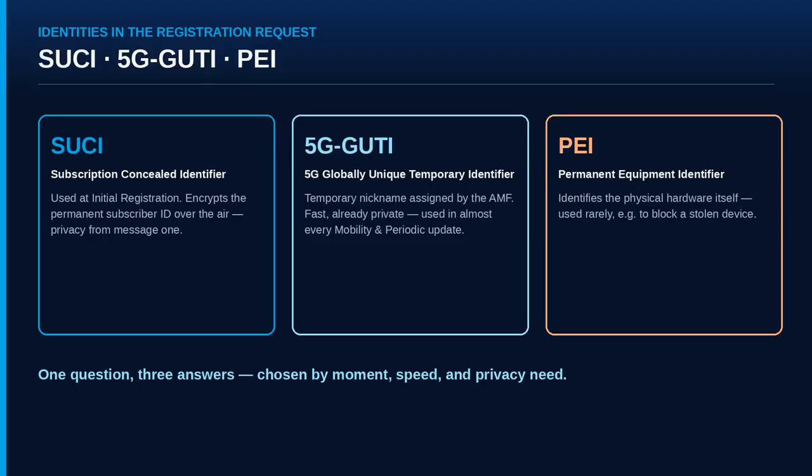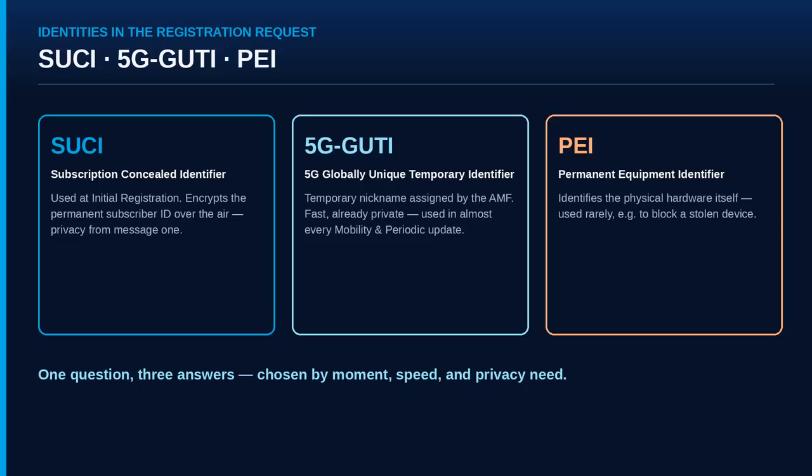But encrypting and decrypting that every single time would be wasteful. So after that first registration, the network hands the device something faster, the 5G GUTI, the 5G Globally Unique Temporary Identifier. Think of it as a temporary nickname the AMF assigns you. It changes over time, it's meaningless to an outside observer, but the AMF instantly recognizes it and maps it straight back to your real subscription. This is the identity used in almost every mobility and periodic registration update, exactly because it's fast and it's already private by design.